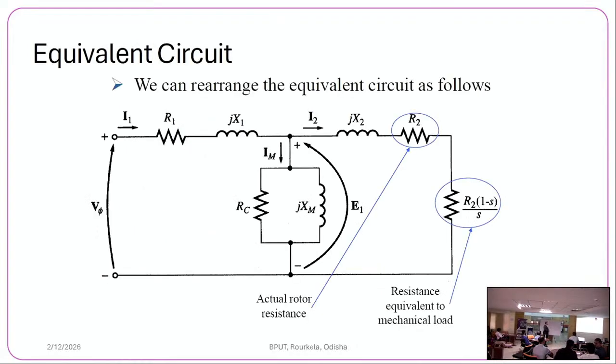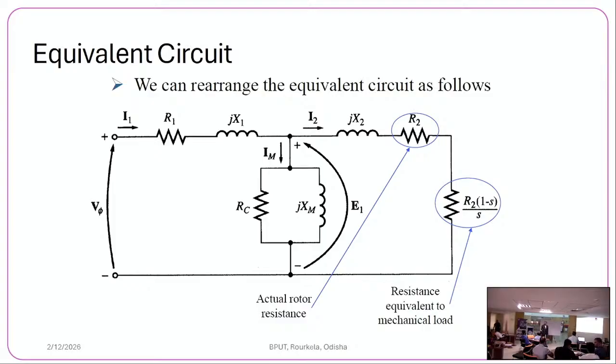Then the equivalent circuit, we can rearrange the equivalent circuit as follows. That is the same thing which we have discussed. So the rotor resistance R2 by S, at standstill condition or at any slip S, the rotor resistance is R2 by S. Now that is separated into two parts. One part is the actual rotor resistance which is present, and this part is the load resistance which is equivalent.